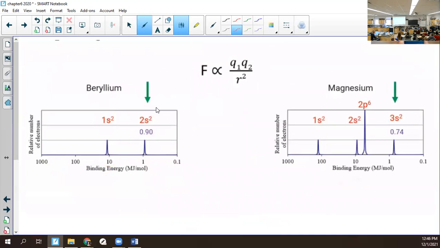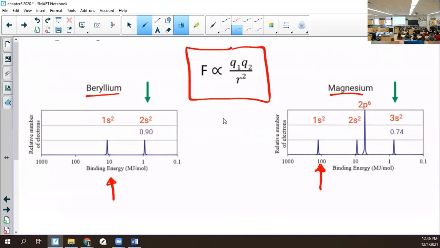Oftentimes they will want you to compare things. All right, so we have beryllium, we have magnesium. I don't know what the question would be here, but we got a peak here of 1s2 and it's at 100 versus here is 1s2 and it is at 10. Explain, if you would, using this with your lab partner: why is this one so much higher than this one? Ready, set, go.